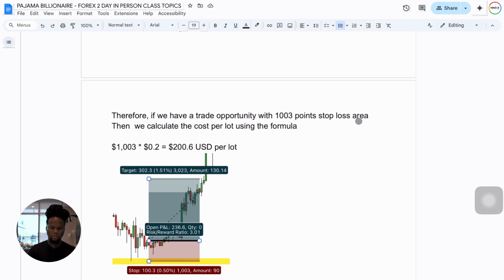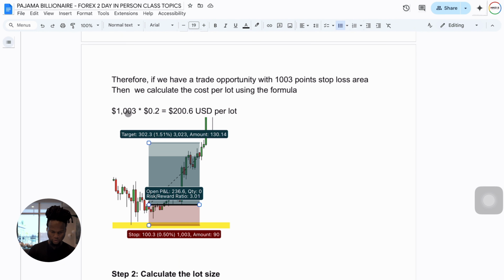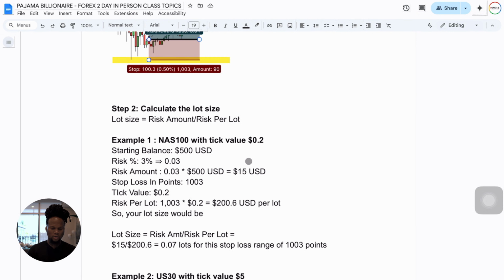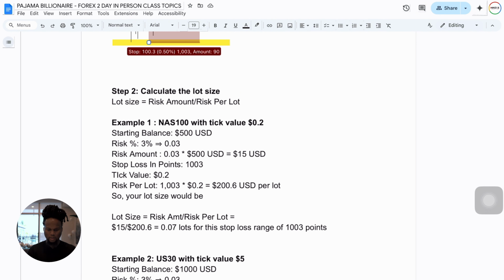1,003 points stop loss area, then we calculate the cost per lot using the formula like I showed you, which is the total points amount times the cost per lot. And then based on the cost per lot, you calculate the lot size as the risk amount divided by the risk per lot, and then you get your formula.